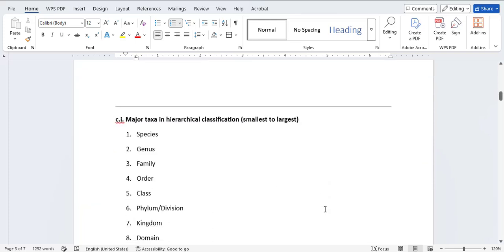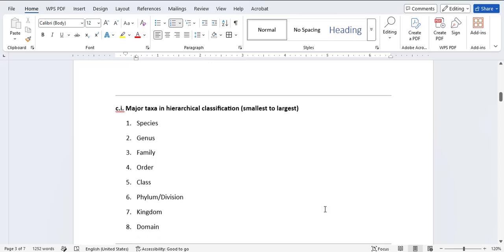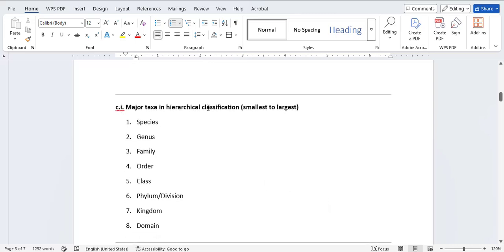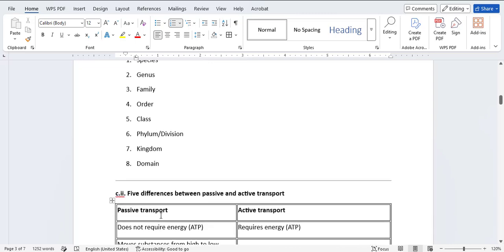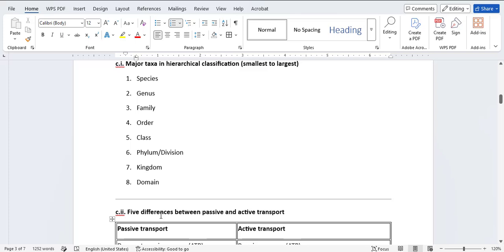The next question, if you've not forgotten, we have it summarized here: what are the major taxa in the hierarchical classification, smallest to largest. The smallest having the smallest numbers and those having the largest numbers. So we start with species, genus, family, order, class, phylum or division, kingdom, then domain, by way of the hierarchical classification. So that's what you have. You should have it in this order to score.